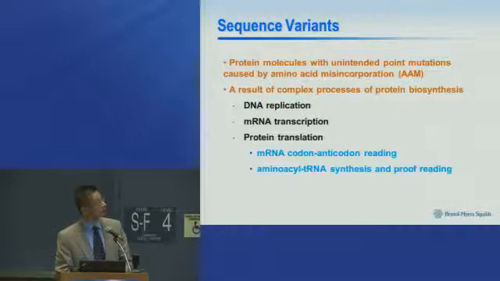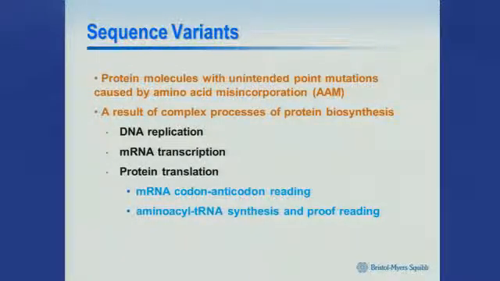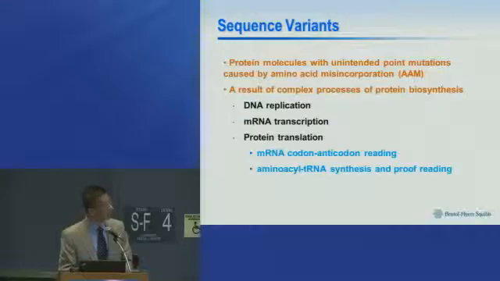Sequence variants come from so-called amino acid misincorporation, meaning there's a point mutation, one amino acid being different, which is a result of several stages of reaction. For example, during DNA replication, if you have a mutation, that can result in a new amino acid sequence. Or it can be during the DNA to RNA transcription. And it can also happen during protein translation.